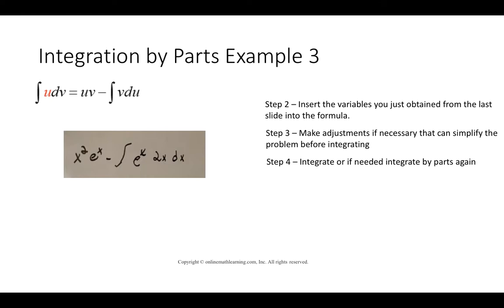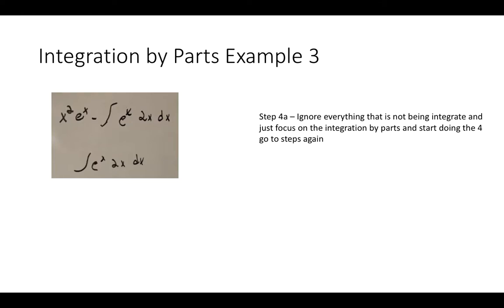If it was just one number, we could have, but we can't. So we have to integrate by parts again. What I like to do when I integrate by parts again is ignore everything but the part I'm going to integrate by parts. I'm just going to leave this off to the side and deal with it in the end. My main focus is going to be this: what's the integral of e to the x times 2x dx?